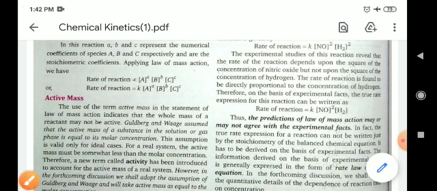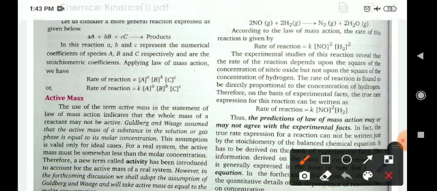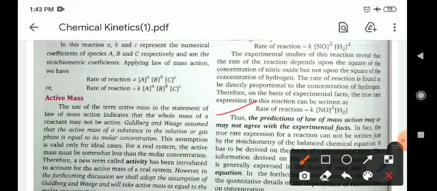Okay, thus the prediction of the law of mass action may or may not agree with the experimental fact, meaning the experimental data and the theoretical data will not be the same every time.